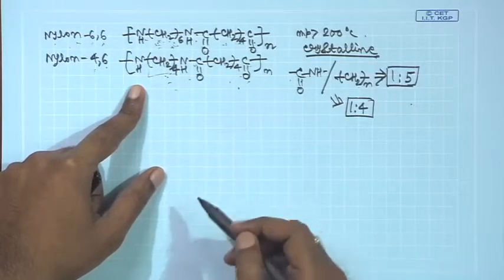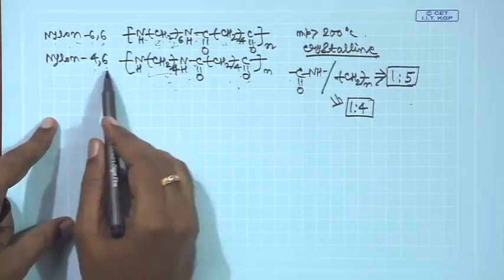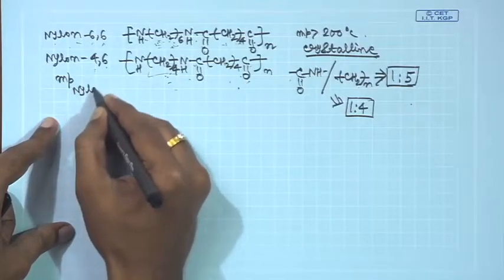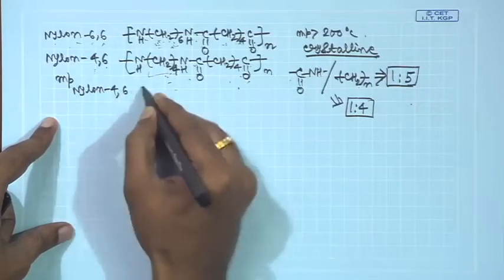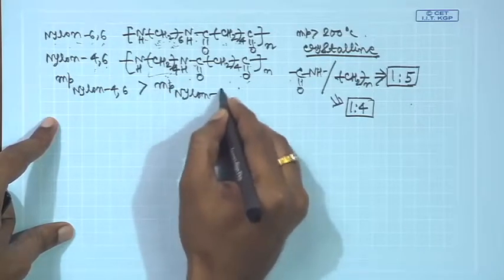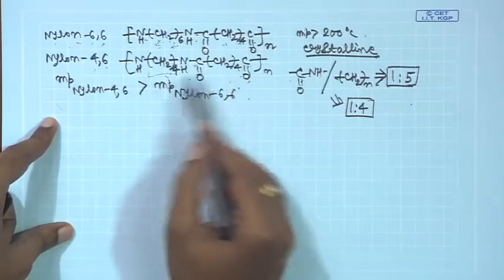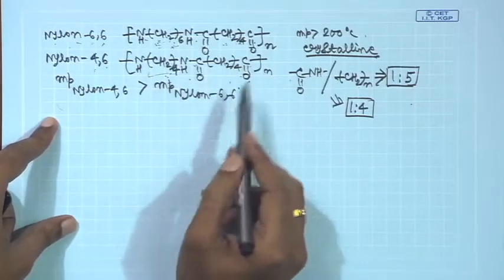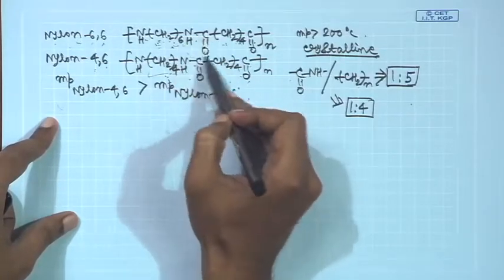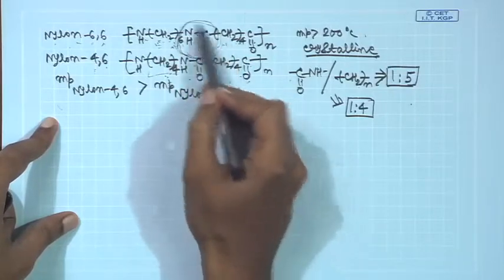So, what is the effect on the properties then? The effect is that the melting point of nylon 4,6 is higher than the melting point of nylon 6,6, and also the crystallinity of nylon 4,6 is higher than the crystallinity in nylon 6,6. Why is that so? Because you see here you have these amide units.